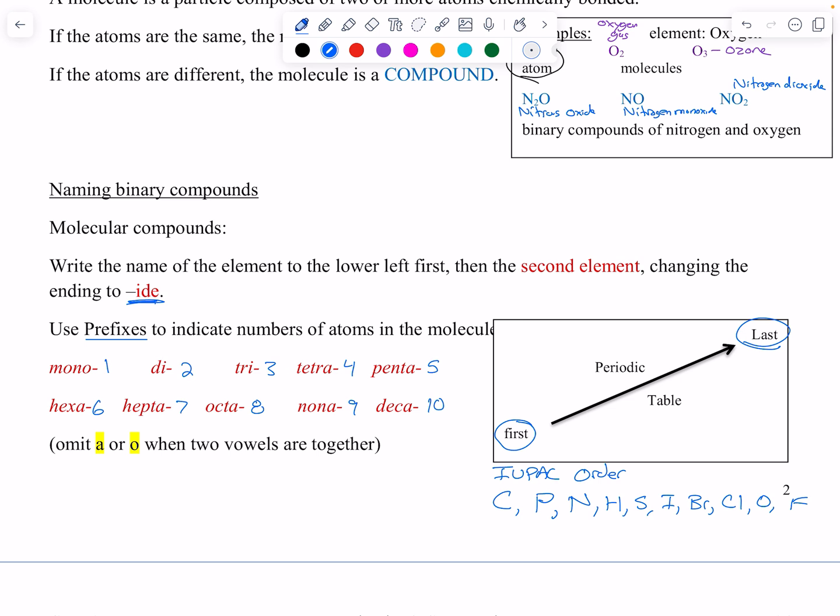We just now put them down for the compounds here. Now, when there's an A and an O together, we can omit those. All right, so we don't write, like I did here, nitrogen monoxide. You say nitrogen monoxide. Not a big deal if you don't do it, okay?